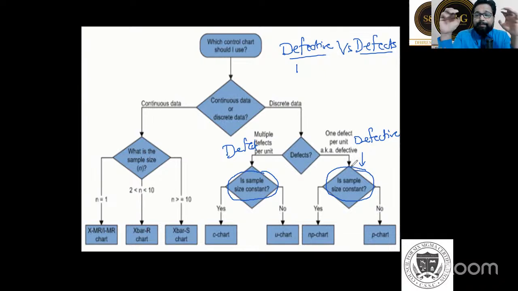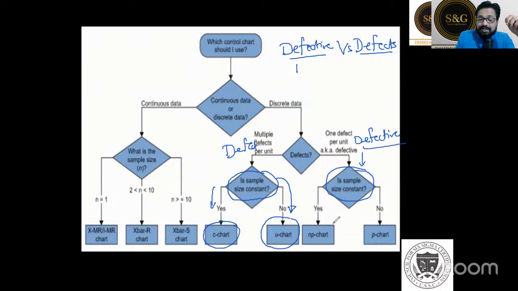Now I have explained about constant and variable sample size. If in all the shifts we are taking 50, 50, 50, 50, 50 samples for checking, that is called constant sample size. If that is the case and we have defect data, then we'll follow this path and check the C chart. And if the sample size is not constant, then we'll go for the U chart. On the other side, if you have defective data and the sample size is constant, we will go for the NP chart. If the sample size is not constant, we will go for the P chart.